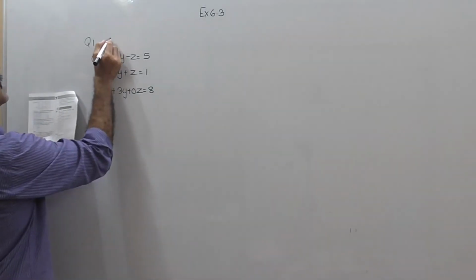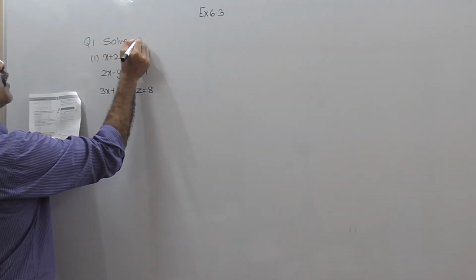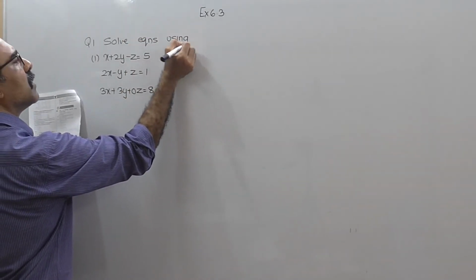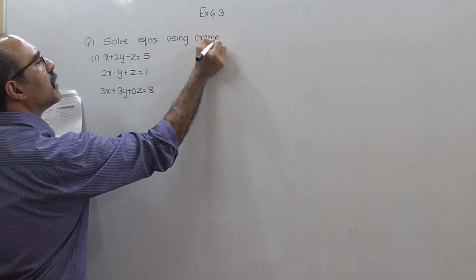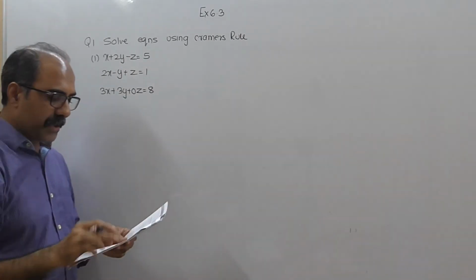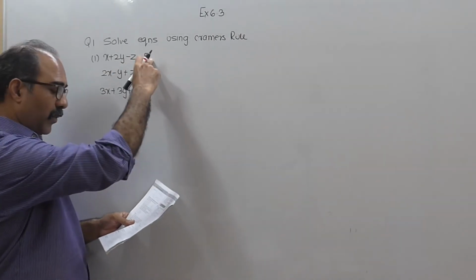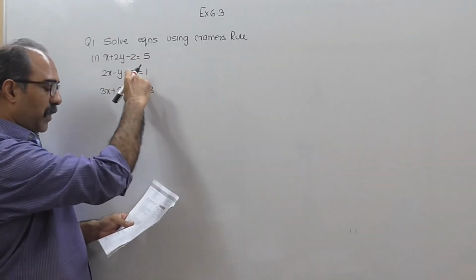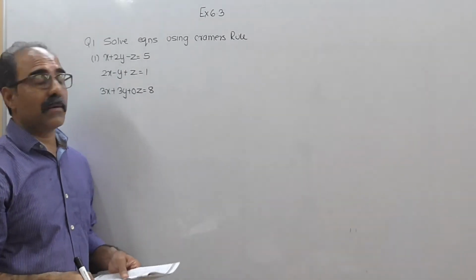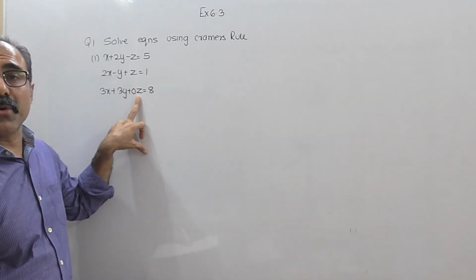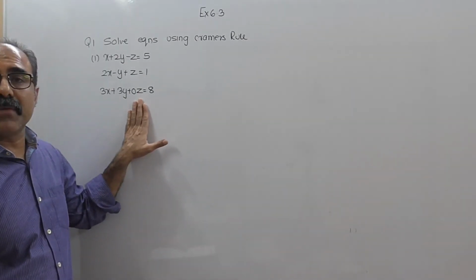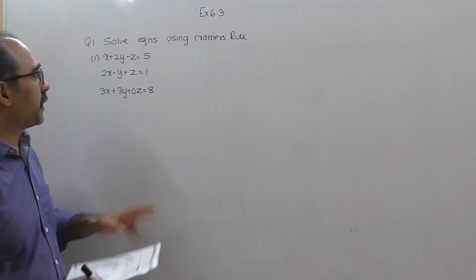Question number 1, it says: solve the following equations using Cramer's rule. Okay. So this is the equation given. The first equation is x plus 2y minus z equal to 5. Second one is 2x minus y plus z equal to 1. And third is 3x plus 3y equal to 8. So we have to take 0z because the coefficient of z is missing. So you should have x, y and z also. If they have not given the coefficient of z, you take it as 0z.